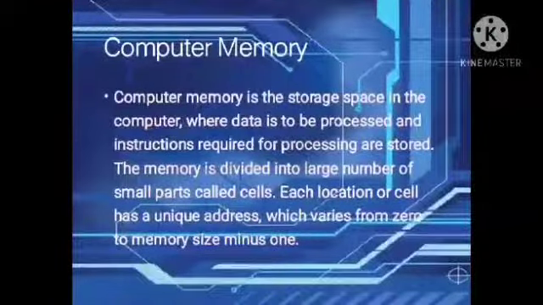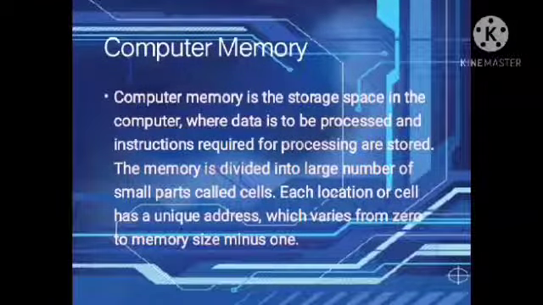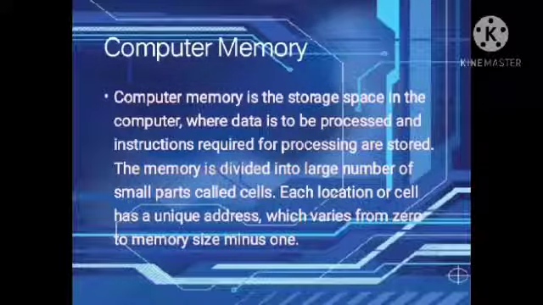What is computer memory? Computer memory is the storage space in the computer where data to be processed and instructions required for processing are stored. The memory is divided into a large number of small parts called cells. Each location or cell has a unique address, which varies from 0 to memory size minus 1.